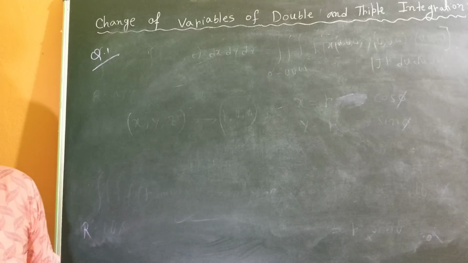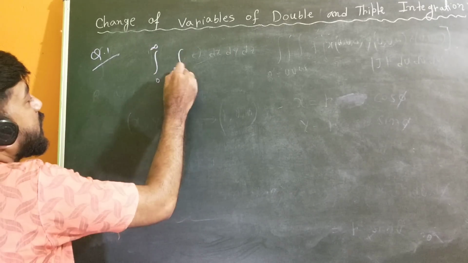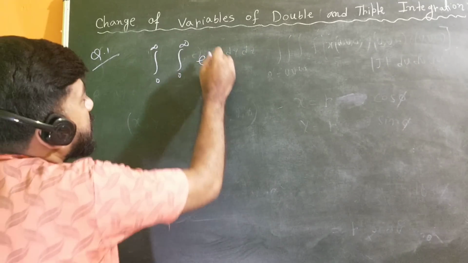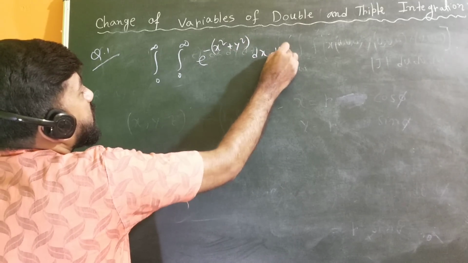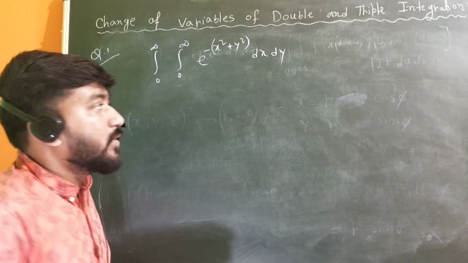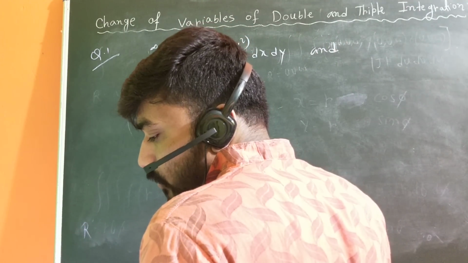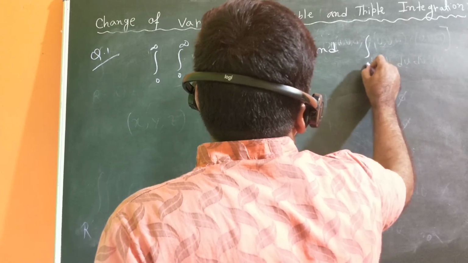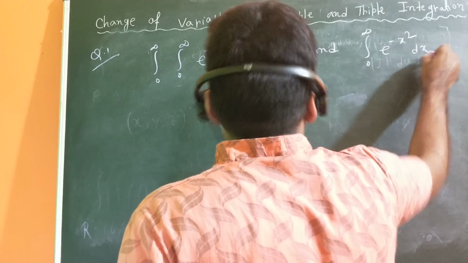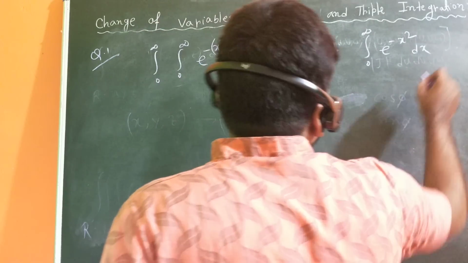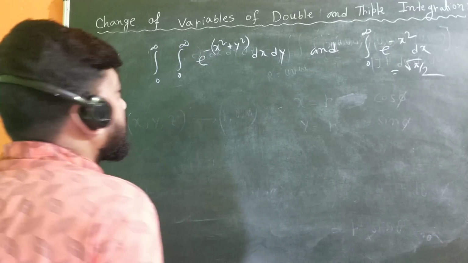So let me solve this integration 0 to infinity, and again integration 0 to infinity e to the power minus (x square plus y square) dx dy, and we have to solve this problem in polar coordinate, and at the same time we have to prove integration 0 to infinity e to the power minus x square dx is equal to root pi by 2. We have to prove this result also from this integration.